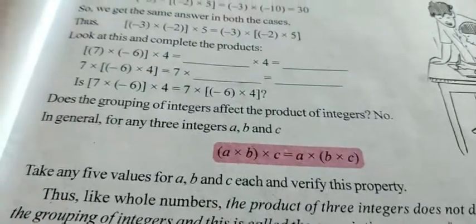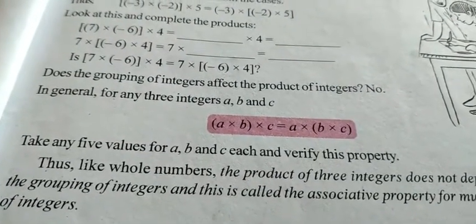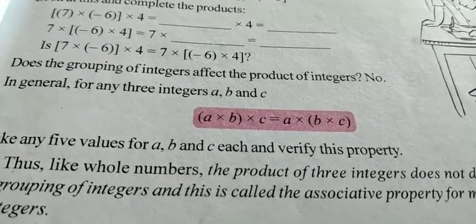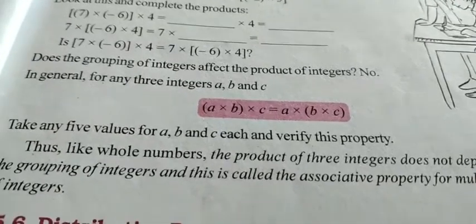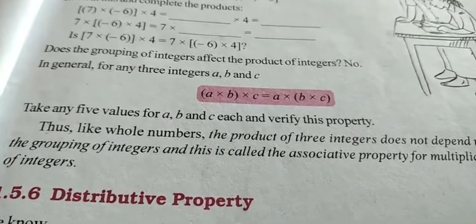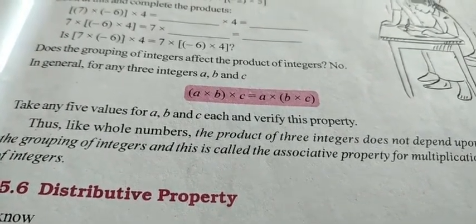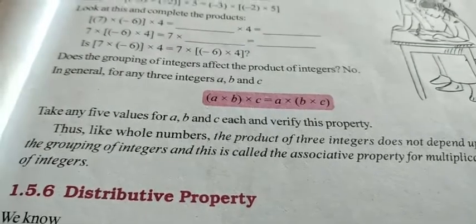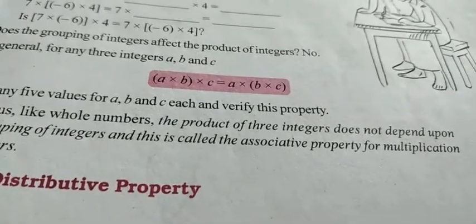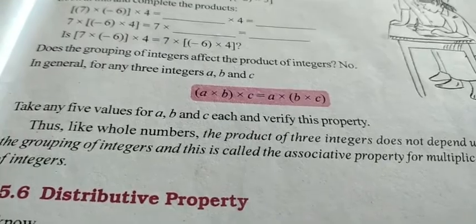So what can we say? The standard form tells you A multiplied by B, then multiplied with C, is equal to A multiplied with the product of B and C. We can conclude that just as with whole numbers, the product of three integers does not depend upon the grouping of the integers, and this is called the associative property for multiplication of integers.